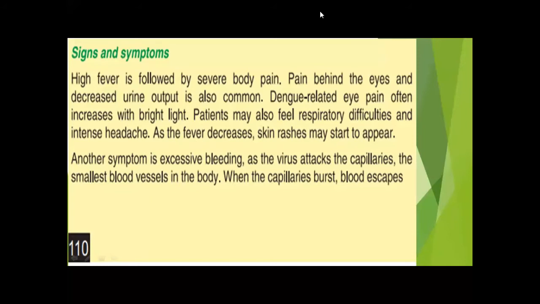However, the symptom of a serious condition of dengue virus is excessive bleeding, because when the virus attacks the blood capillaries, the smallest blood vessels in the body burst, and then blood escapes from the bloodstream. In severe cases, bleeding is common in the nose and gums. The loss of blood is really the cause of low blood pressure and may eventually lead to internal bleeding, which causes death.